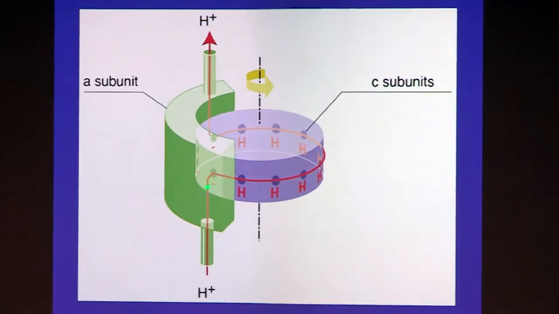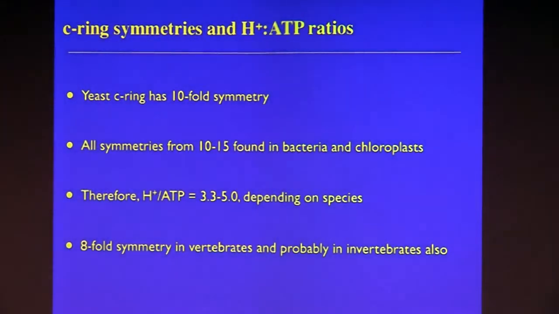And so if you know the number of carboxyl groups in this ring and the number of protons required to generate the 360-degree rotation, you know the number of protons required to make an ATP. So, for example, if there were 12 C proteins in the ring, you would require 4 protons to make each ATP molecule.